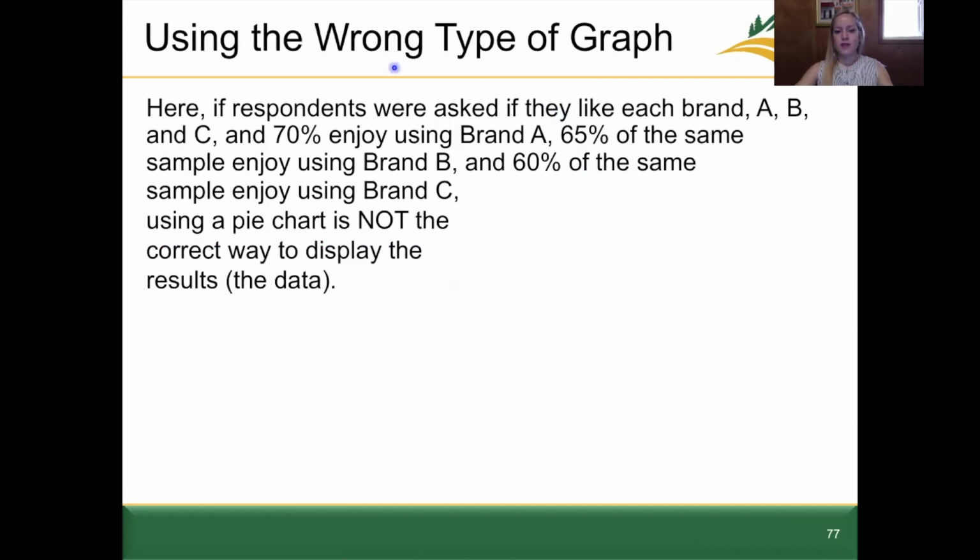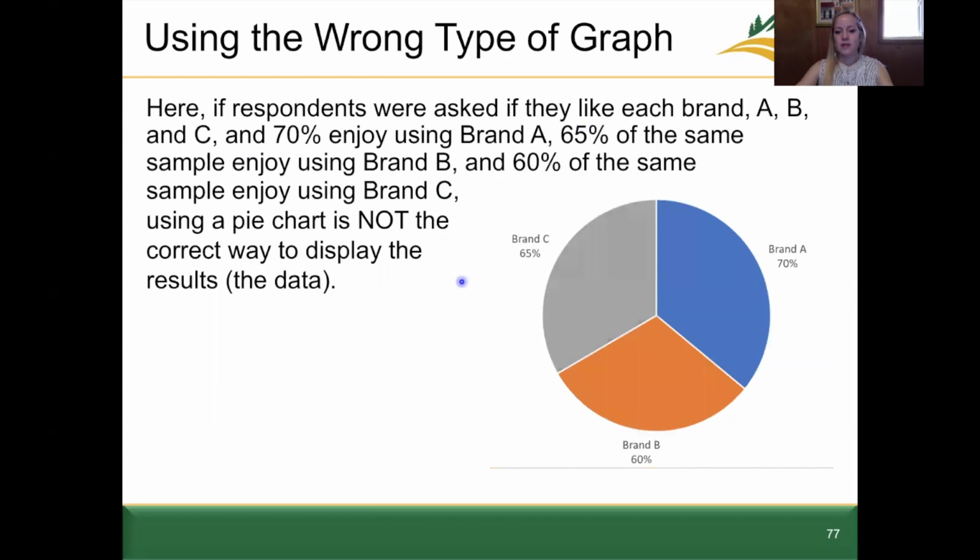Next, we have using the wrong type of graph. So for example, if respondents were asked if they like each brand A, B, and C, 70% of the sample enjoys using brand A, 65% of the same sample enjoys using brand B, and 60% of that same sample enjoys using brand C. Now here, if we're displaying the data like this in a pie chart, this is absolutely not the correct way to show this data.